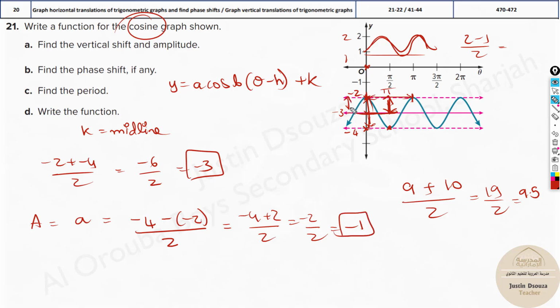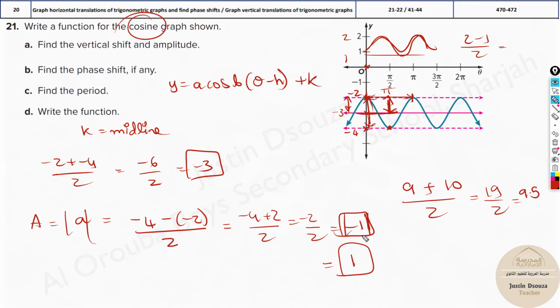Yes, it's negative 1, isn't it? From minus 3 to minus 2 to minus 3. But here you must remember, we always take the magnitude, okay? Which I forgot. Whatever the answer you get, just take the positive value. Just put the magnitude lines.